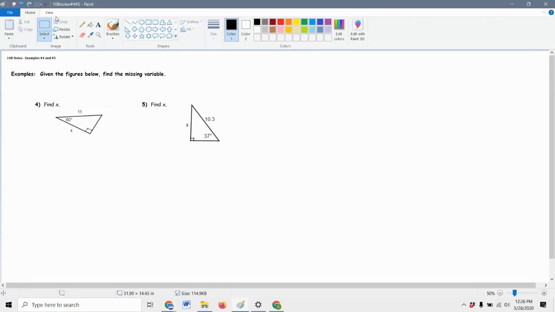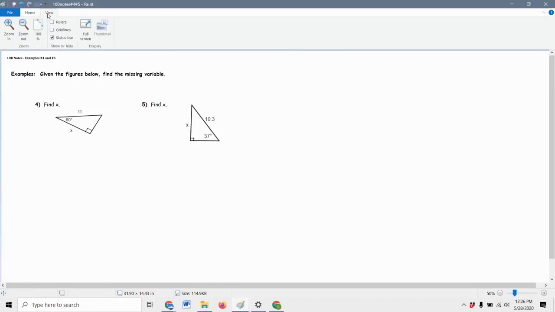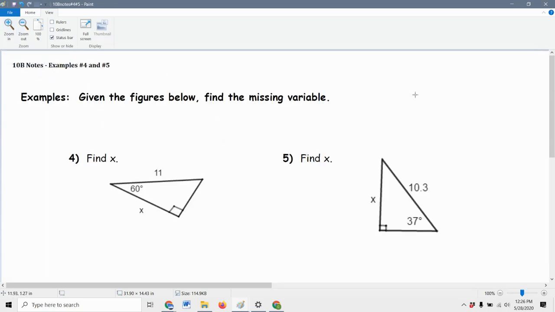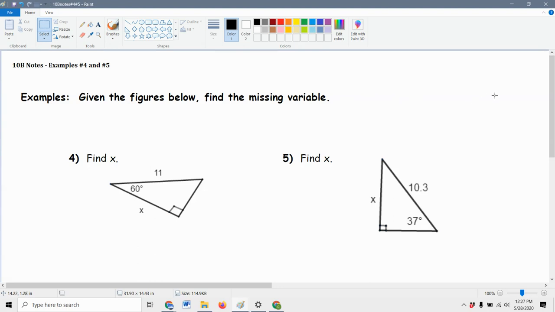Hi guys, we're working on 10B notes. These are examples 4 and 5, okay? And in these examples, we start to see how trig can really help us, okay? It says, given the figures below, find the missing variable, all right?